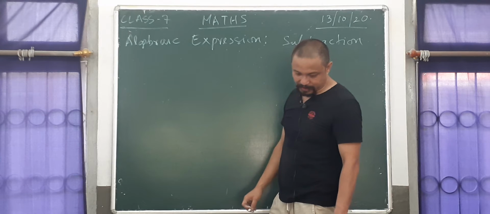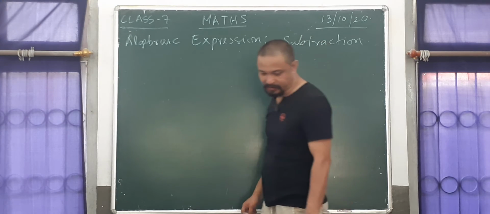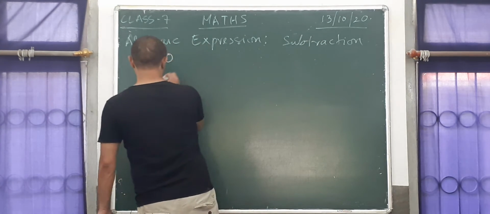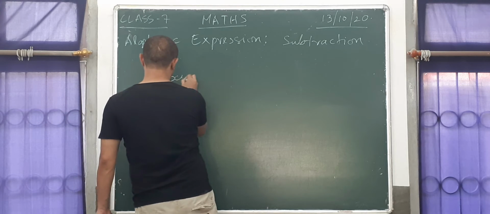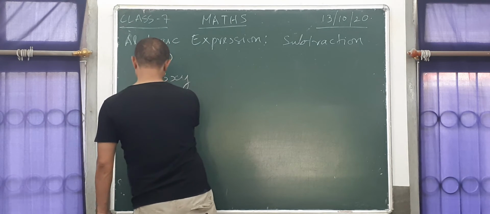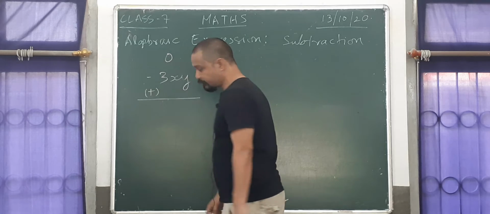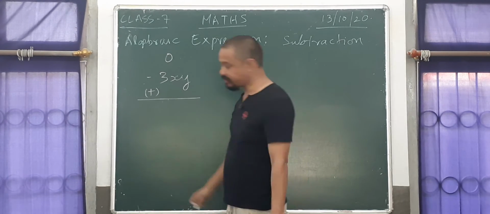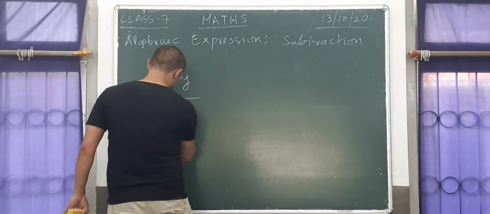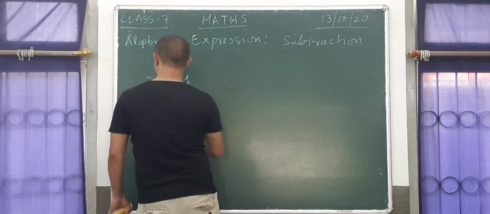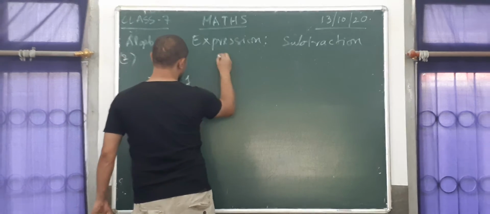Now, second one, example 2. Subtract minus 3xy from 0. 0 minus 3xy, you have to subtract from 0. So again, change the sign of the subtrahend. So 3xy plus 0 is 3xy. So this will be example 2.